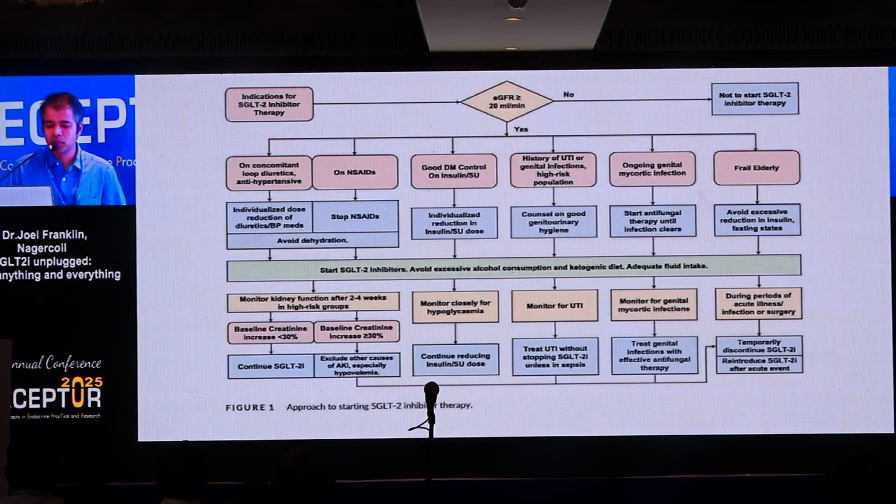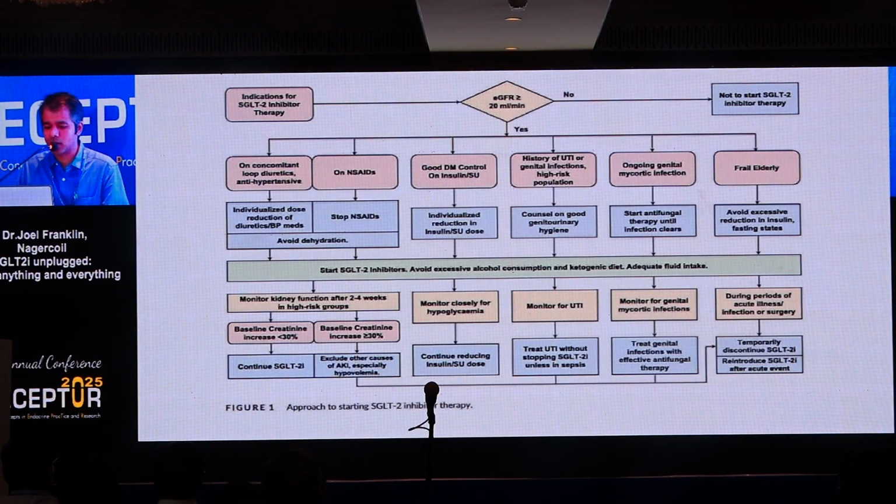So this is the approach to starting SGLT2 inhibitor therapy. If the eGFR is more than 20, definitely yes. If the eGFR is less than 20, do not start SGLT2 inhibitor. This 20 is basically for CKD progression delay, that's all. If you want glycemic benefits, you have to follow the previous slide which I had mentioned earlier. So if there is a history of UTI, genital infections, high-risk population, you counsel them on proper genital and urinary hygiene, and then start SGLT2 inhibitors.